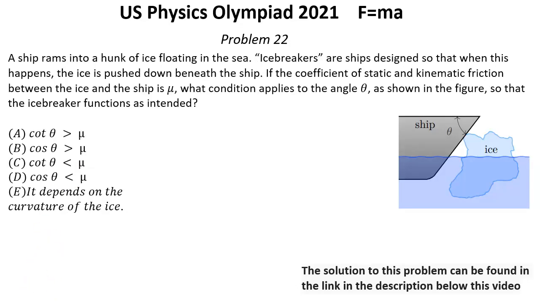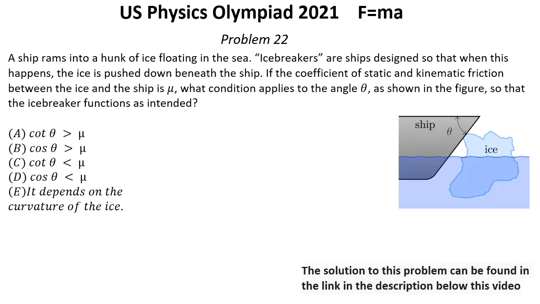Problem number 22. A ship rams into a hunk of ice floating in the sea. Icebreakers are ships designed so that when this happens, the ice is pushed down beneath the ship. If the coefficient of static and kinematic friction between the ice and the ship is mu, what condition applies to the angle theta as shown in the figure, so that the icebreaker functions as intended? Solution for problem number 22.